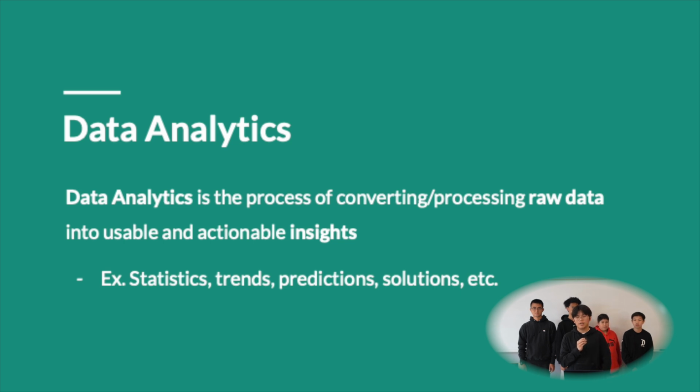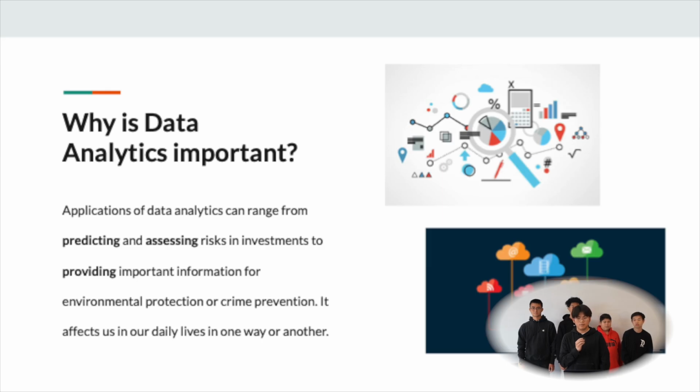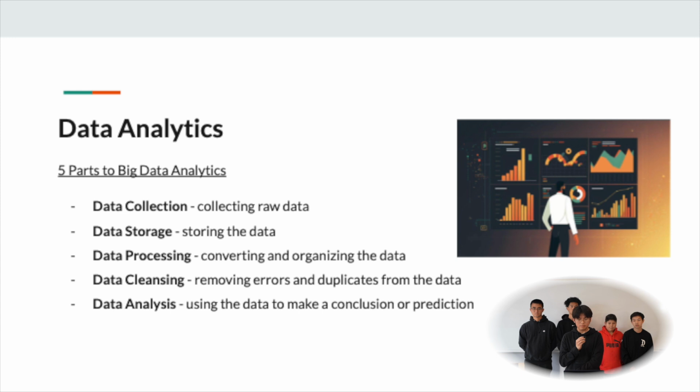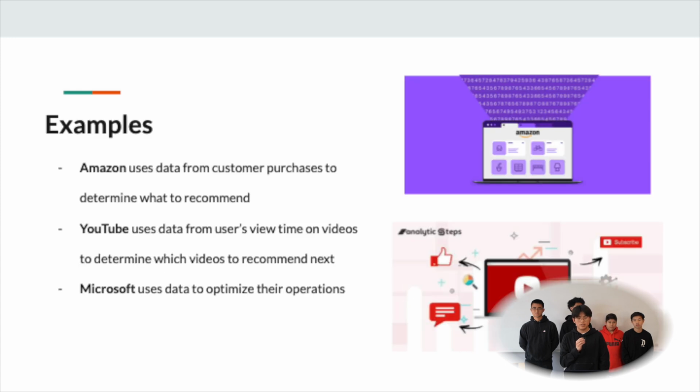Why is data analytics important? It's for predicting and assessing risk for investments and providing information for crime prevention. There are 5 big parts of data analytics: data collection, data storage, data processing, data cleansing, and data analysis. Examples are Amazon, YouTube, and Microsoft, which all use data analytics to optimize their operations.